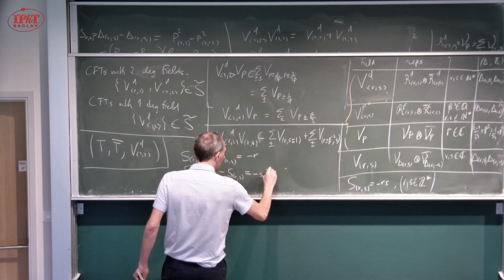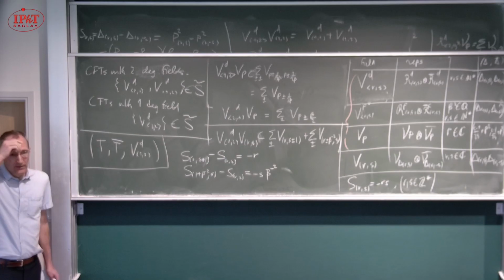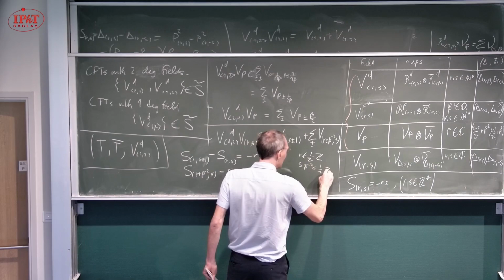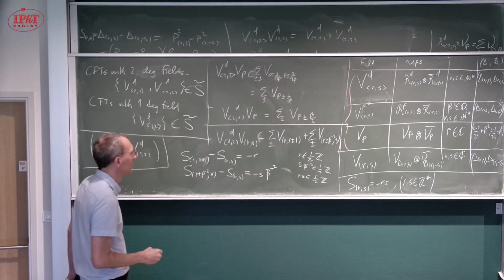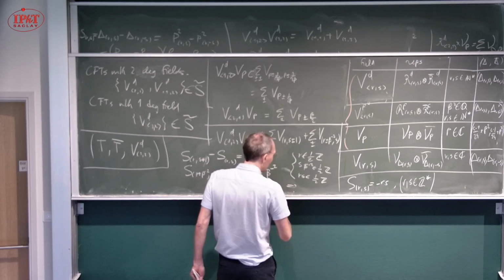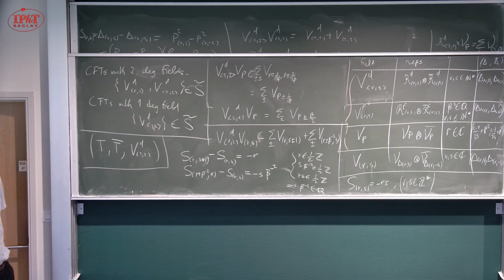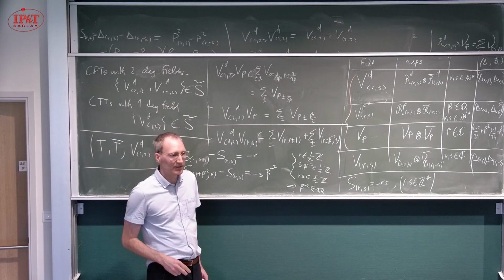So if we wanted all these four fields to appear here, we would need that R is half integer, S beta minus 2 is half integer, and also RS is half integer. Well, if you combine these three conditions, you'll find that beta minus 2 has to be rational. Right?